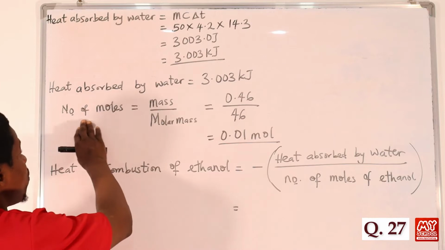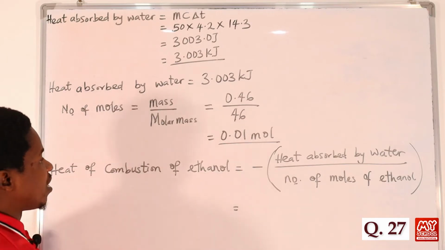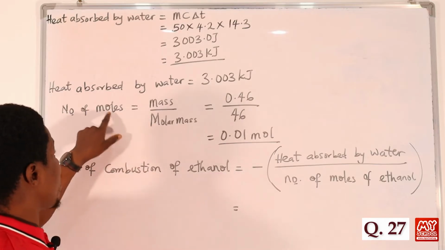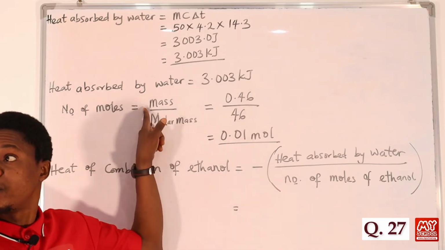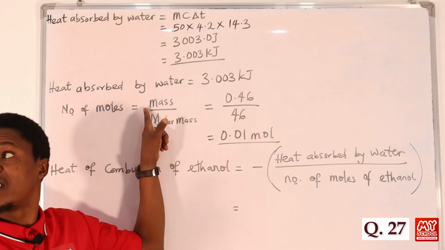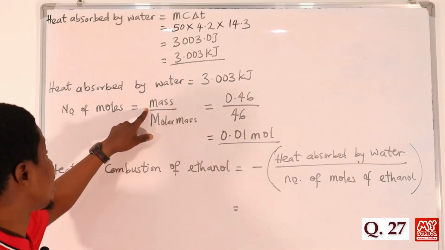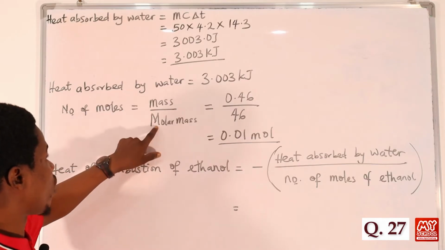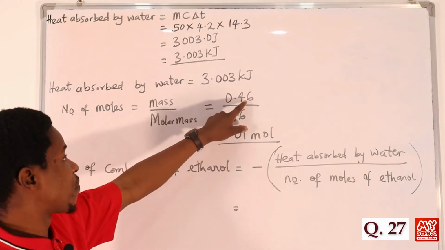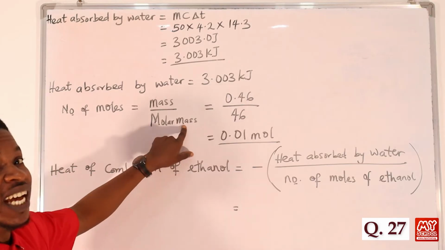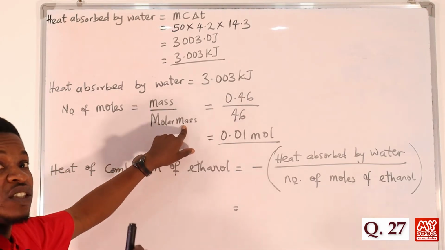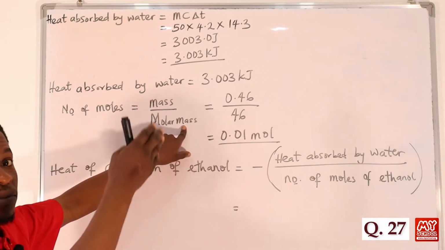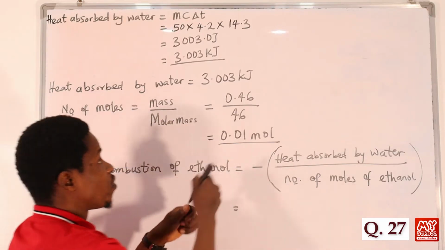So what is the number of moles now of ethanol that underwent combustion? So we're given the mass of ethanol from the question to be 0.46 gram of ethanol that was burnt during the reaction. So you know that number of moles, N, is equal to mass over molar mass. So mass was given as 0.46. Then the molar mass of ethanol, you can calculate that from your C2H5OH. So you just multiply, C is 12 times 2. Okay, I believe you should know how to go about that.